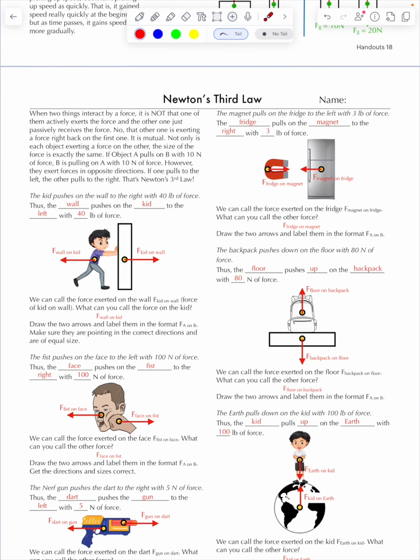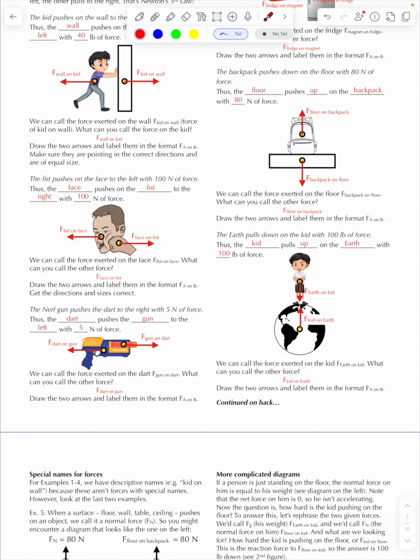So let's do a refrigerator and a magnet. These are moving towards each other. The magnet is pulling on the refrigerator with 3 pounds of force. So that means the refrigerator is pulling on the magnet with 3 pounds of force. Okay, again, I'll go really quick. How about a backpack sitting on the floor? Well, the backpack pushes down on the floor with 80 newtons of force. So how hard is the floor pushing up on the backpack? 80 newtons of force. They're a pair. Force of floor on backpack, force of backpack on floor, equal and opposite.